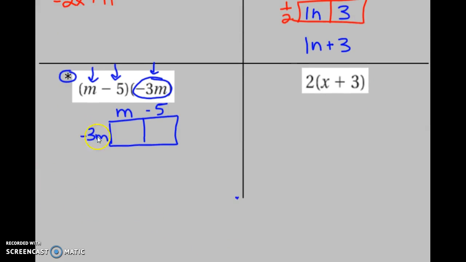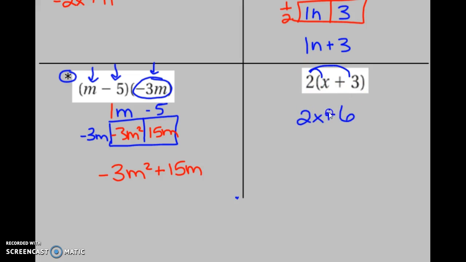So this is really negative 3 times 1, which is still negative 3. And m times m is m to the power of 2. Then negative 3 times negative 5 makes a positive 15, and there's an m. So we have negative 3m squared plus 15m. It's a plus because it's positive. Alright, over here I'm just going to multiply like this on this one. 2 times x is 2x. 2 times 3 is 6. 2x plus 6.